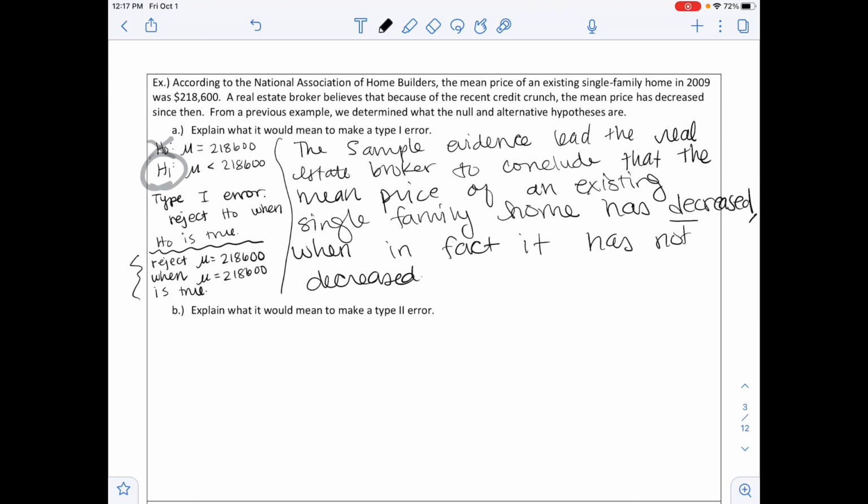So when we talk about this type 1 error, again, we're looking at what happened and he rejected our null. And since we rejected the null, that means we're going with our alternative hypothesis, or H1. So part B says explain what it means to make a type 2 error. I already have my null and alternative written up above, but a type 2 error is we do not reject H naught when H naught is false.